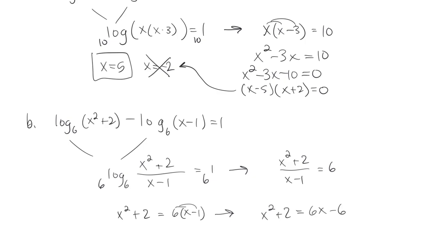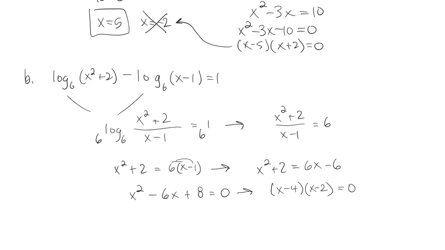6x minus 6. Now we want to get 0 on the right side, so moving 6x and the negative 6 to the left side, we're going to get x squared minus 6x plus 8 equals 0. And then we can factor into x minus 4 and x minus 2. So then we have now at least two possible solutions, x equals 4 or x equals 2.